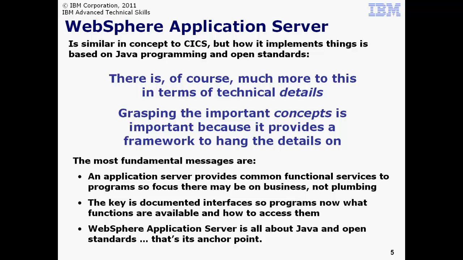An application server is a functional runtime that provides common services so business developers may focus on the business. The key is the existence of well-documented application programming interfaces, or APIs for short. Without that documentation, the business developers would have to guess at things. But with good documentation, the developers are able to make good use of the application server platform. WebSphere Application Server is all about the support of open standards and the Java programming language.